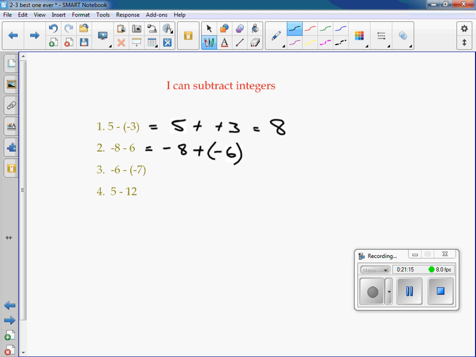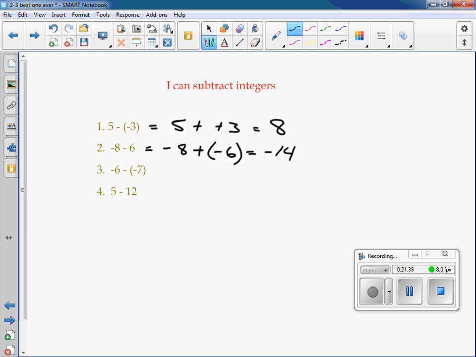It's okay to be wrong. Just add them together and keep the signs, right? Just add them together, all right? Negative 8 plus a negative 6 is negative 14. Now, let's talk a little bit about what's going on here, okay?